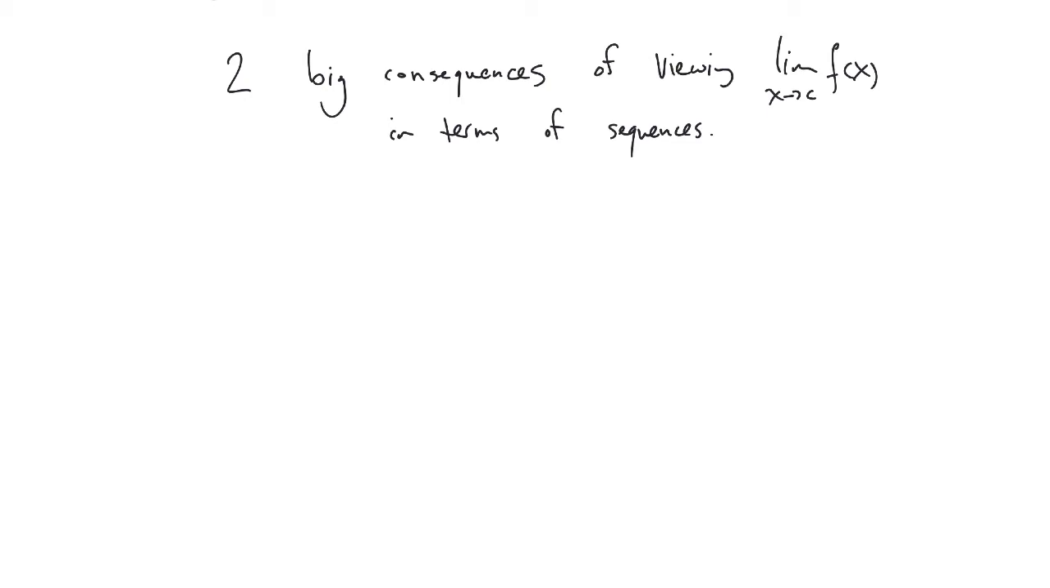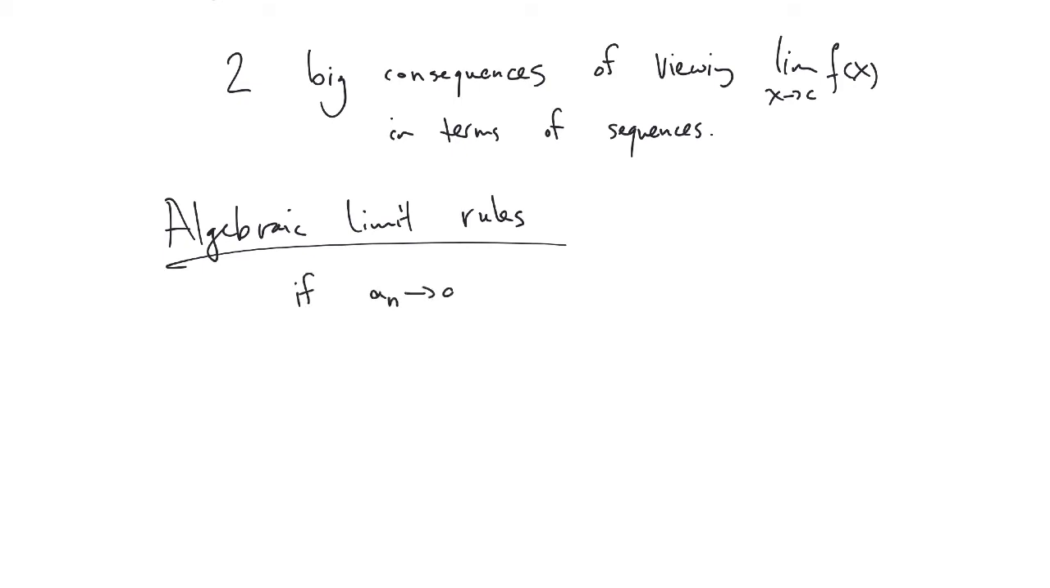Okay, the first one is algebraic limit rules. Remember, when we talked about sequences a very long time ago, we went through several proofs of several different rules. I hope you remember something like if a_n converges to A and b_n converges to B, then a_n plus b_n converges to A plus B, right? This was one of the algebraic rules for limits of a sequence.